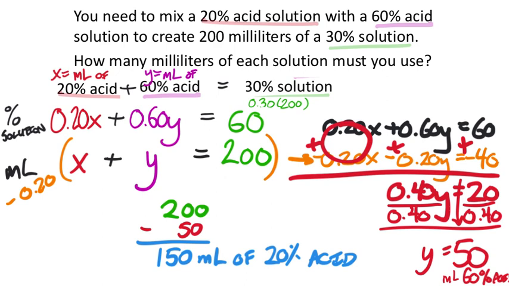So let's just check. Okay, so 150 plus the 50, that's 200. That was easy math. But how about 0.2 times the x, that was 150, plus 0.6 times the y, which was 50. If I push enter, I get 60. And remember, we already multiplied the 30% times 200, so that's a 60 right there. It checks off. Both of those give us a true statement. And now I know that we have found the solutions.